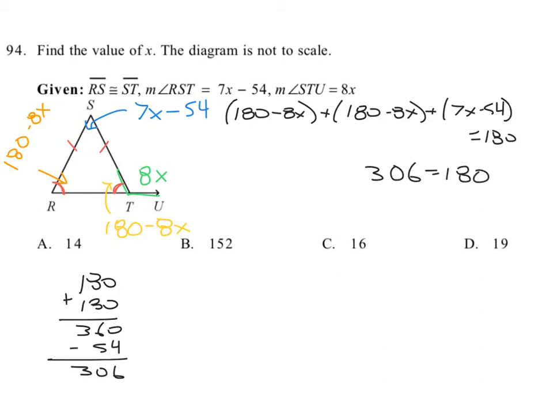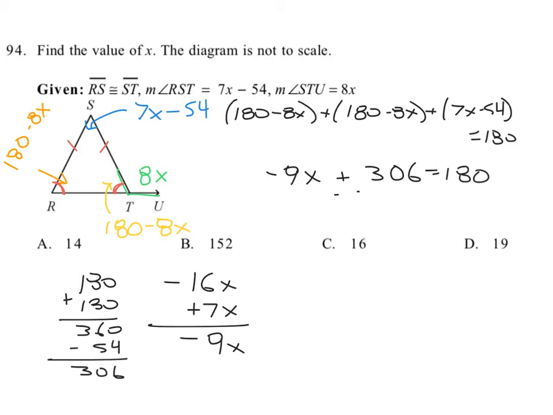What do we also need to sum up on this left-hand side? We need to sum up all of the x's. So we've got negative 8x and negative 8x is negative 16x, and then we've got this positive 7x. So we've got negative 16x plus 7x, and if you're good with your integer values, you will know that that equals negative 9x. Okay, so we've got negative 9x plus 306 equals 180. Cool.